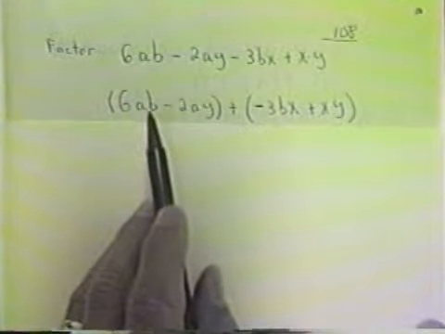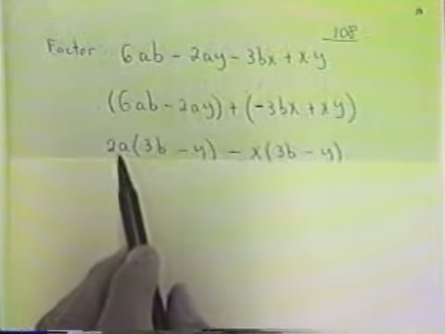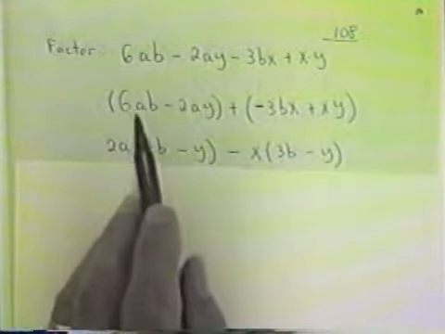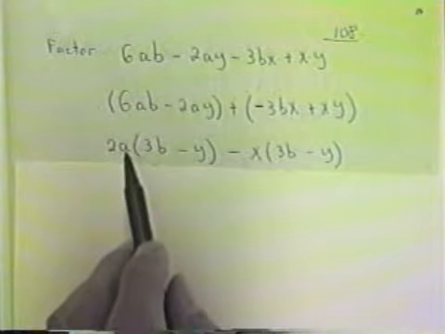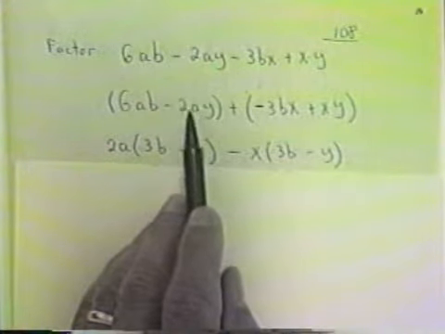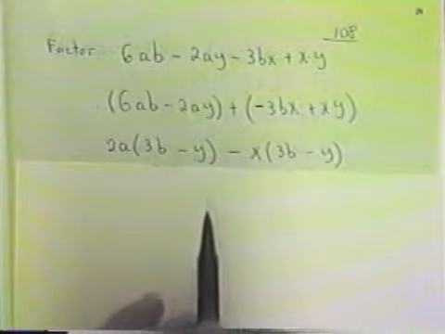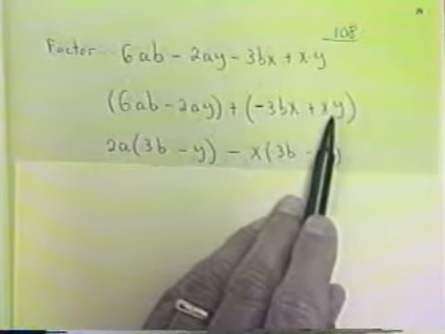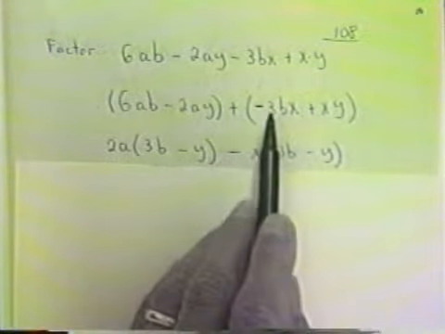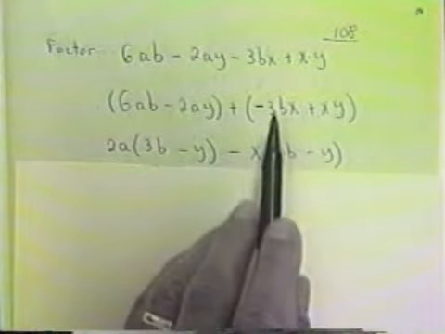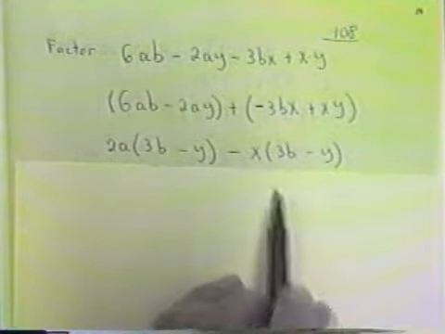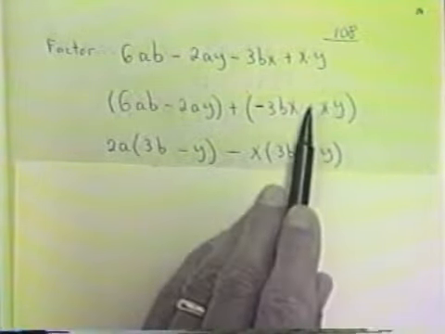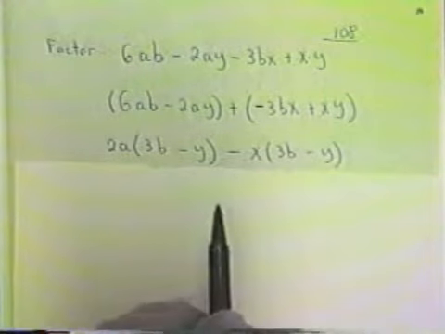I'm going to divide 2a out of the first one to get 2a times 3b minus y. 2a into 6ab is 3b. 2a into negative 2ay is negative y. Now I'm going to divide out the negative x from the second pair. A negative x into a negative 3bx is 3b, because a negative divided by negative is positive. Then a negative x into a positive xy is a negative y, because a positive divided by negative is negative.